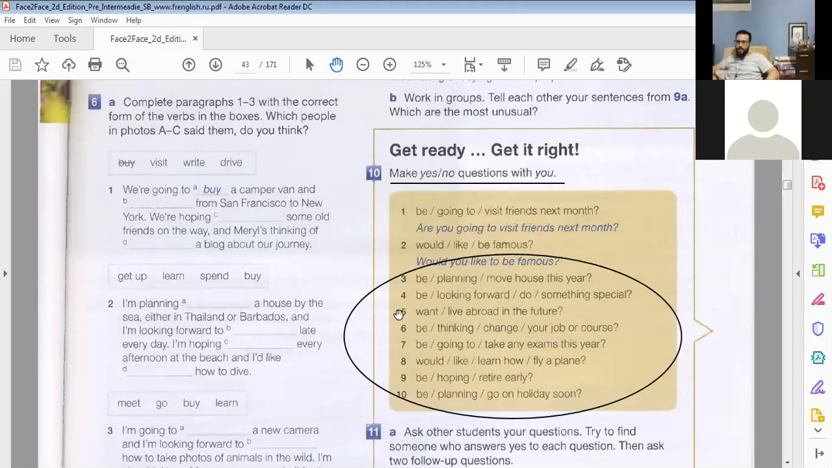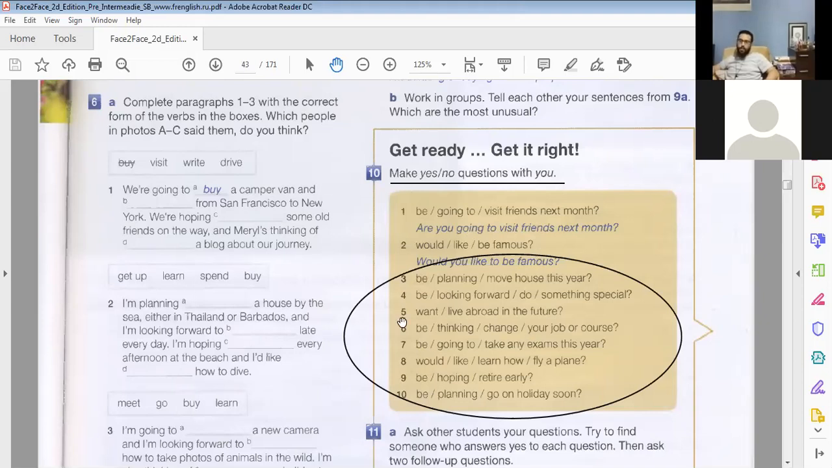Okay. Do you want? That's it. Do you want to living abroad in the future? Again? Do you want? Correct. To living? Why living? Sorry, I will sure. I want living, yes. Living, not to live. No, to live. Yes. Do you want living? No. Or yes, I'm sorry. Do you want to live abroad? To live. Correct. Abroad in the future?